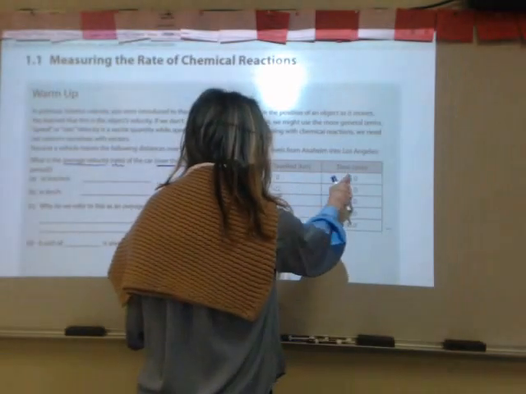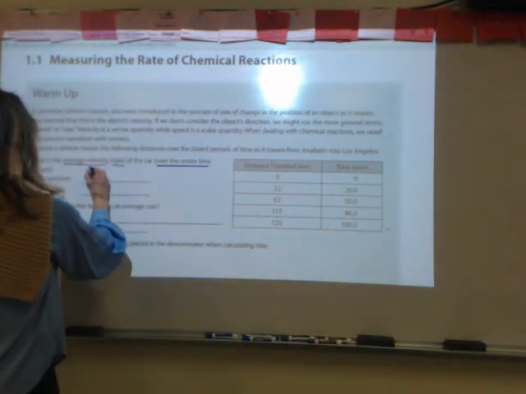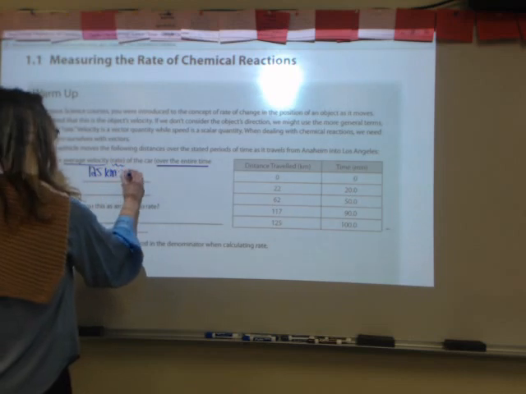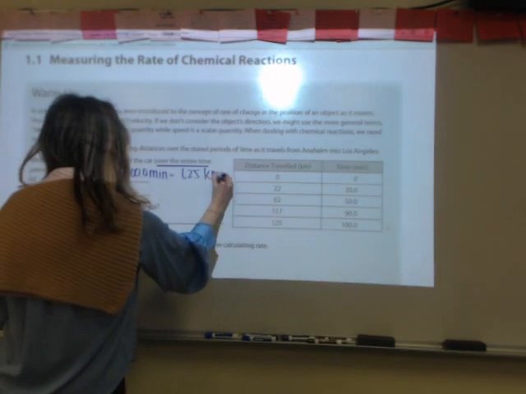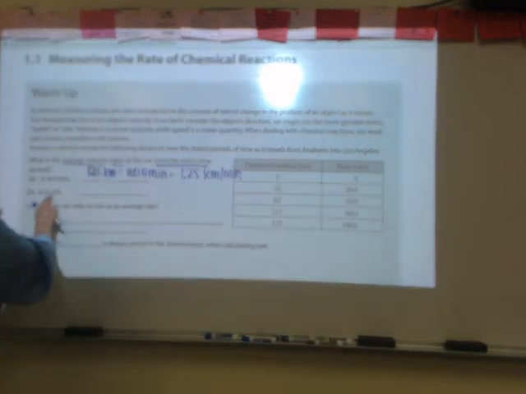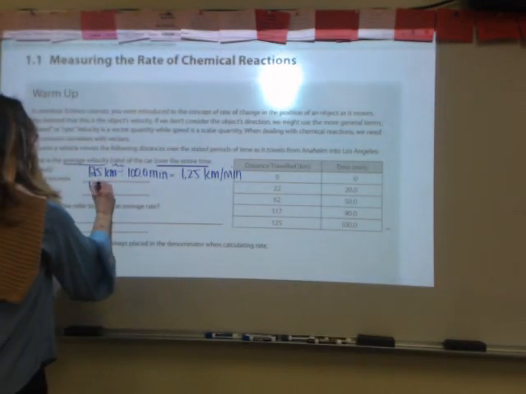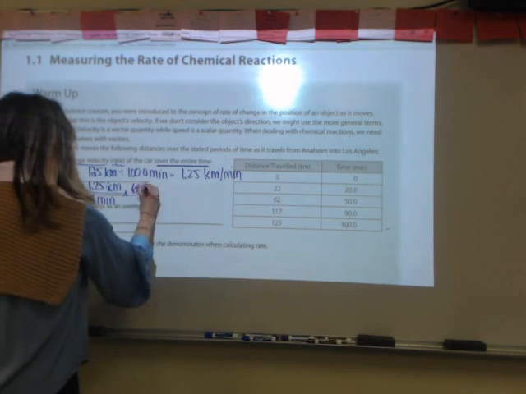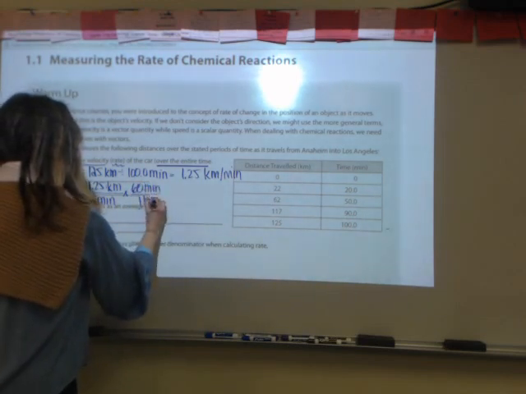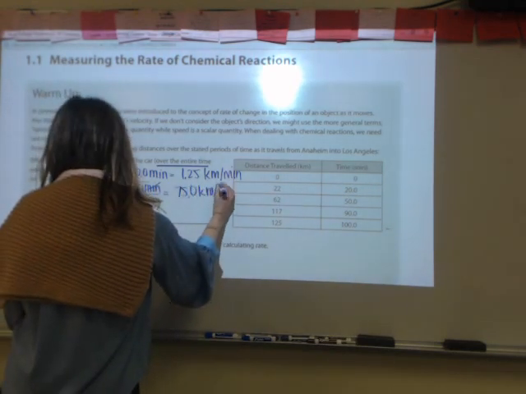So since I initially start out at 0, 0, I'm going to use these points here, the 125 and the 100. You're going to take 125 kilometers divided by 100 minutes. You're going to end up with 1.25 kilometers per minute. If you want kilometers per hour, you're going to have to convert minutes to hours. So if you write that as a fraction, 1.25 kilometers over 1 minute, and then there are 60 minutes in an hour. You're going to end up with 75 kilometers per hour.